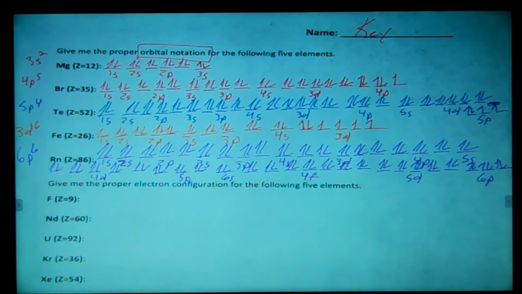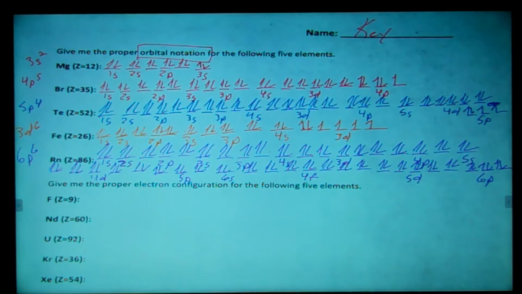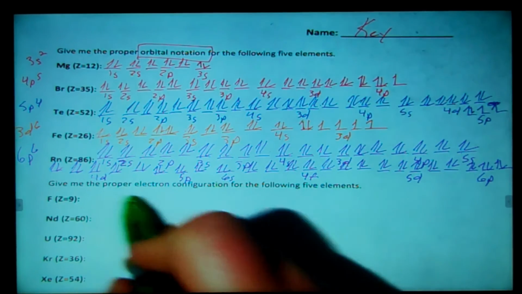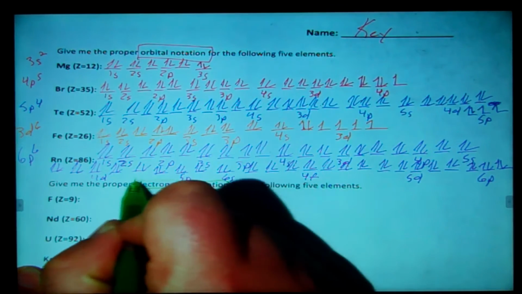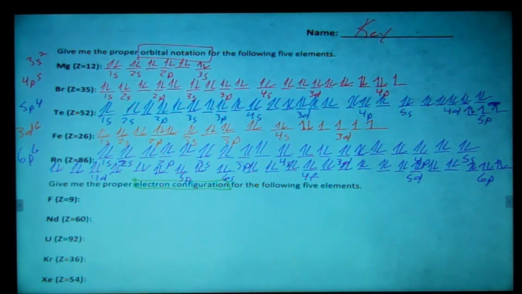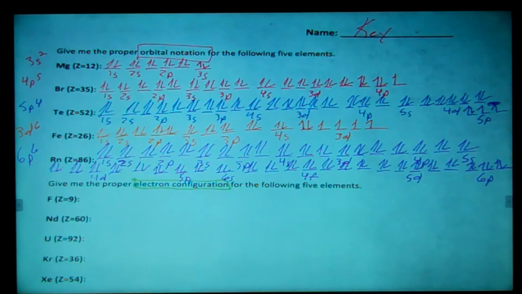Alright, now we're going to break free, and we're going to switch it up now. We're going to change it. When we change this, we're no longer doing orbital notation. Give me the proper electron configuration. Now remember, electron configuration does away with those underscores and those arrows. It makes it a lot faster. So it takes the subshells with the energy levels and it puts the number of electrons as an exponent.